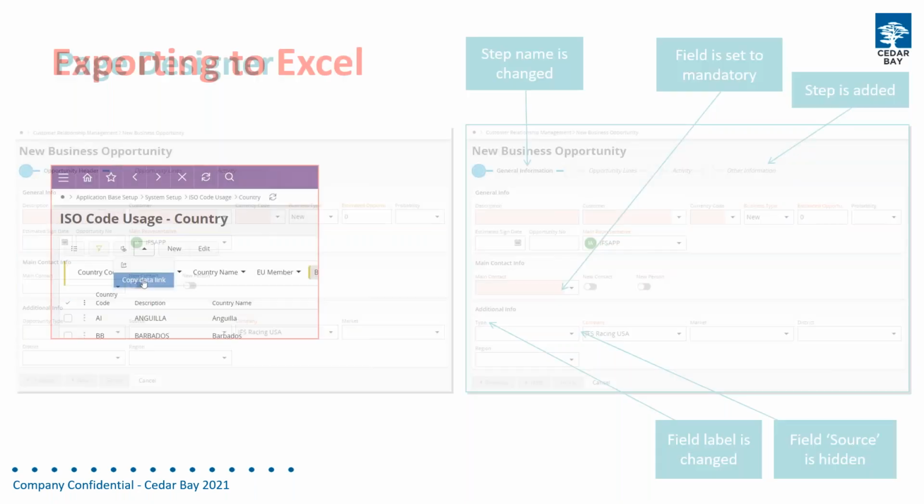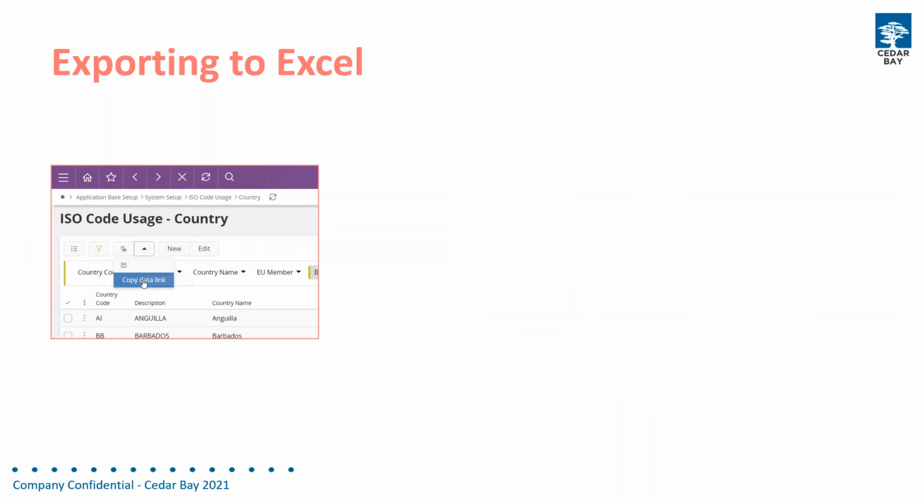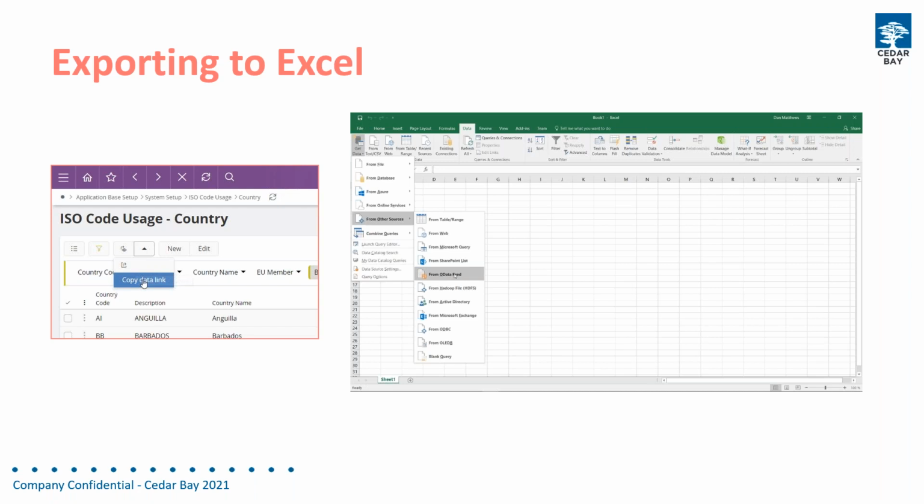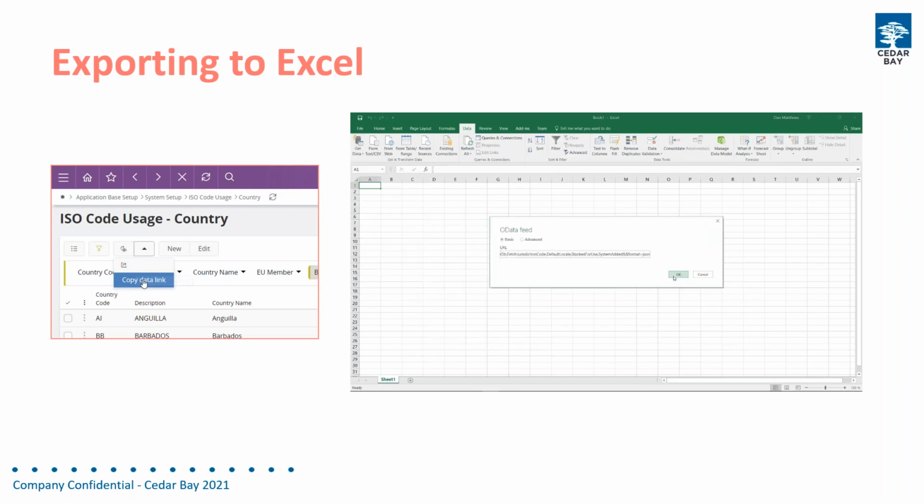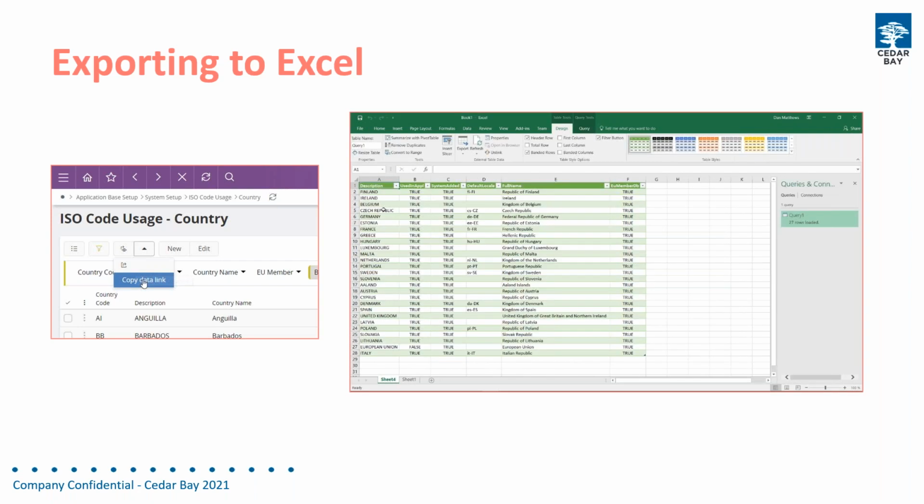All right, so exporting to Excel, one of the big functions. Yes, you can export to Excel. You can also export to some of the other formats, such as Word and PDF. So you have that ability if you wanted to. You can export by using this function called copy data link. And what that does is go straight into Excel, so you're able to then see that information. There we go, you can see that information.